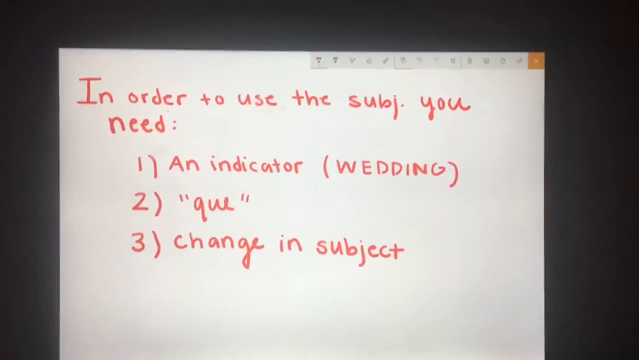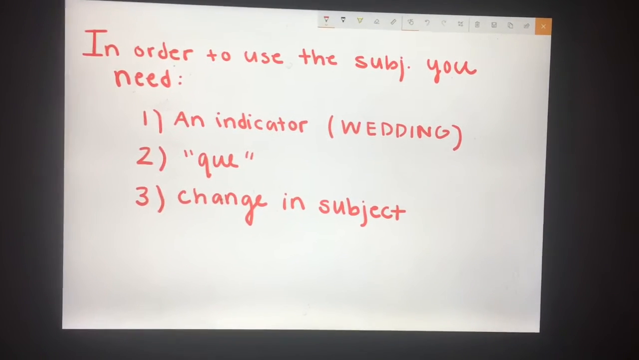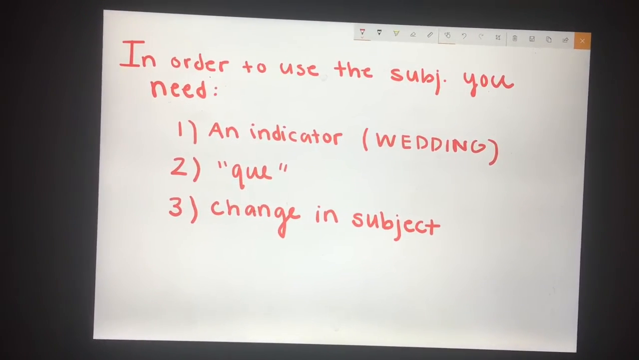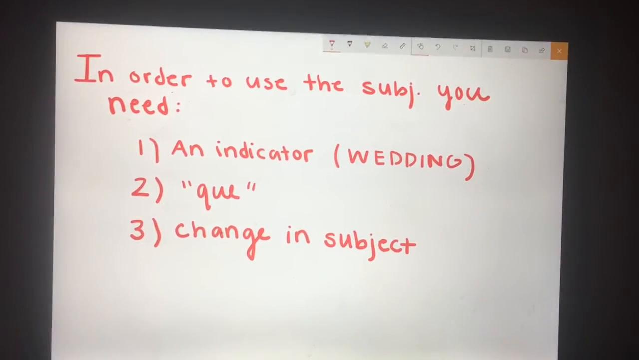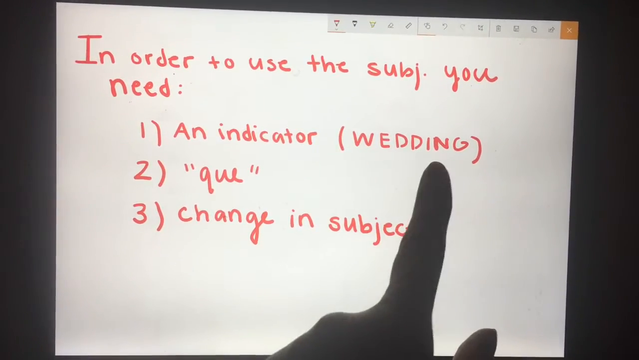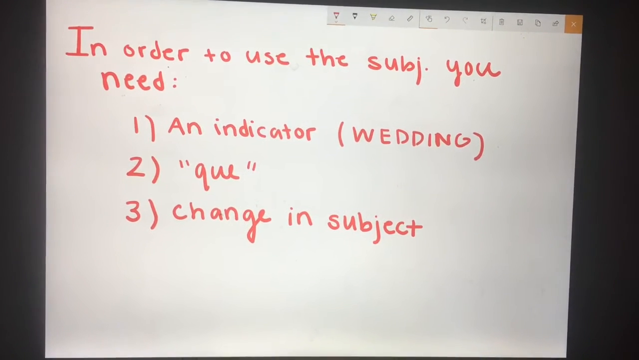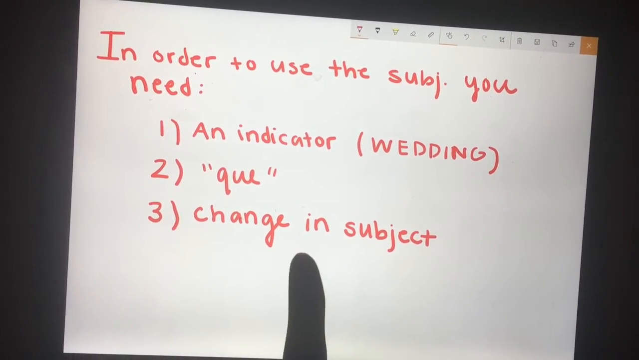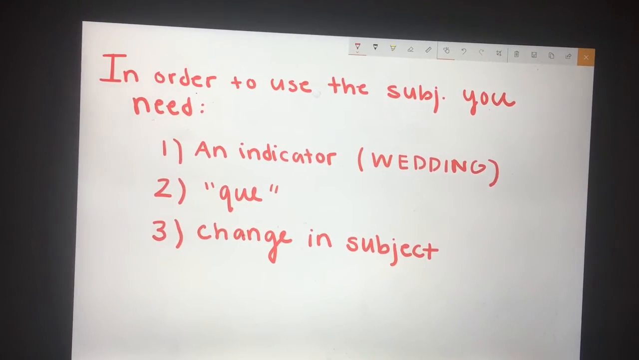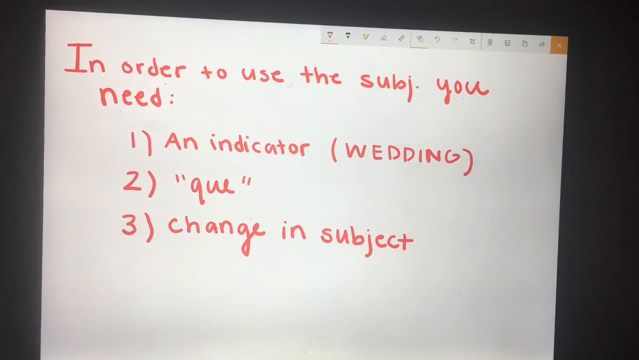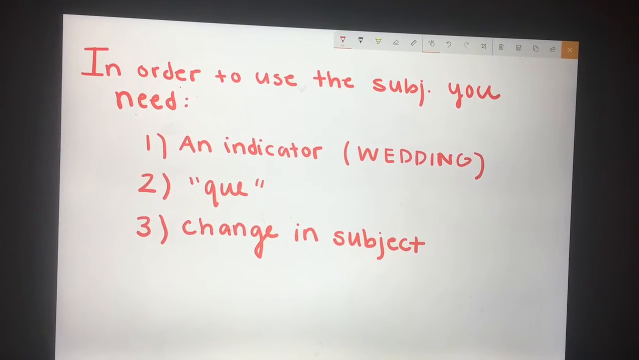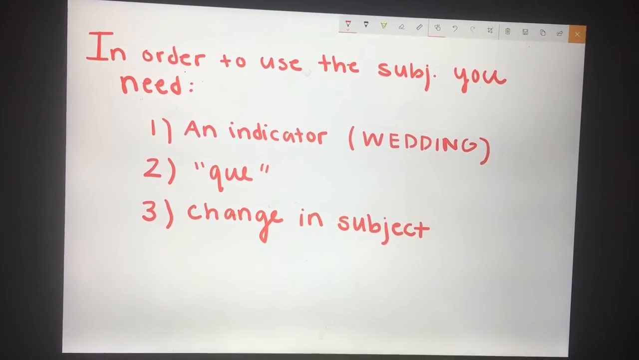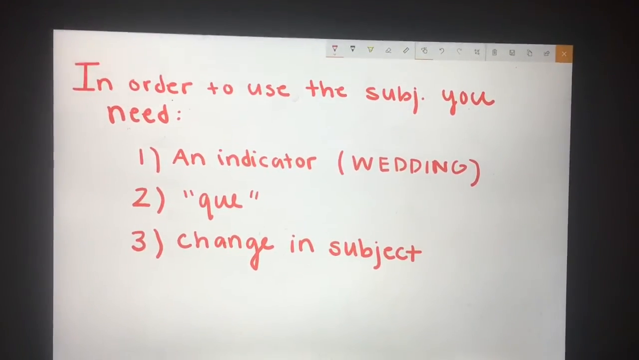There are three things that you need to look for to make sure that you're using the subjunctive. You need an indicator, and that's what I talked about previously, looking back at the WEDDING acronym: wishes, emotions, doubt, denial, etc. You also need a que, and you need a change in subject. If you have all these three things, that gives you the green light that you can go ahead and start forming the subjunctive. And this is how you form it.